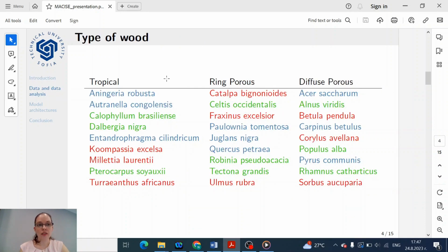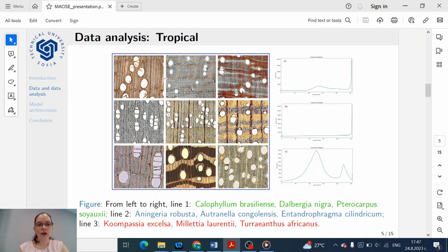First of all, let me show you the data. We chose 3 different species: tropical, ring porous, and diffuse porous. For each of the 3 groups, we selected 9 woods, and they are colored in different colors. Why, I will show you now. So let's start with the tropical samples.